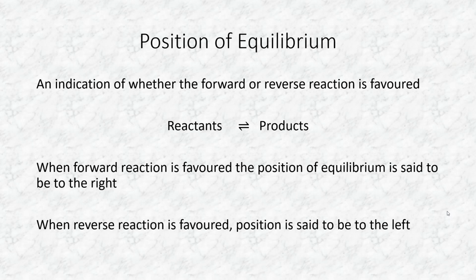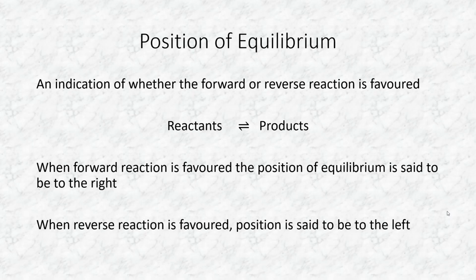So I've just talked a little bit about the position of equilibrium, and I talked about that in the previous episode too. What does position of equilibrium mean? Well, it's an indication of whether the forward or the reverse reaction is favoured in a reaction. So when the forward reaction of a reversible reaction is favoured, the position of the equilibrium is said to be on the right. In other words, the net position at equilibrium is that most of the reactants have become products. There is less reactants left than there are products formed.